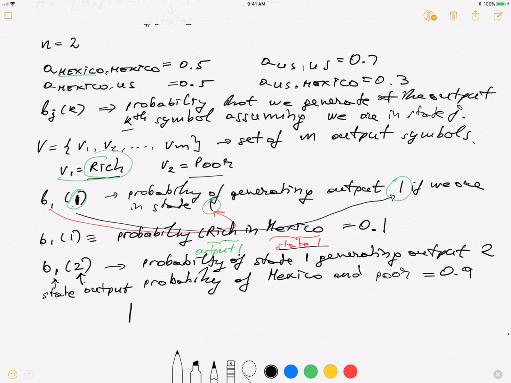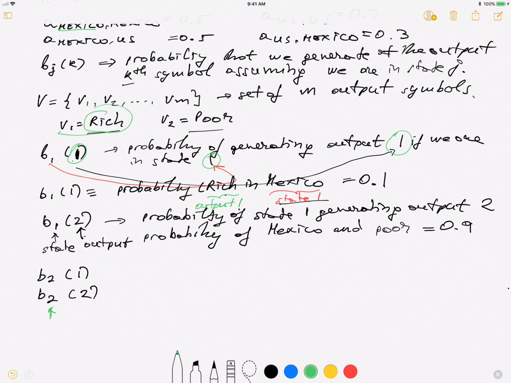We need to redefine also B21 and B22. The first index denotes the state. So what is state here?